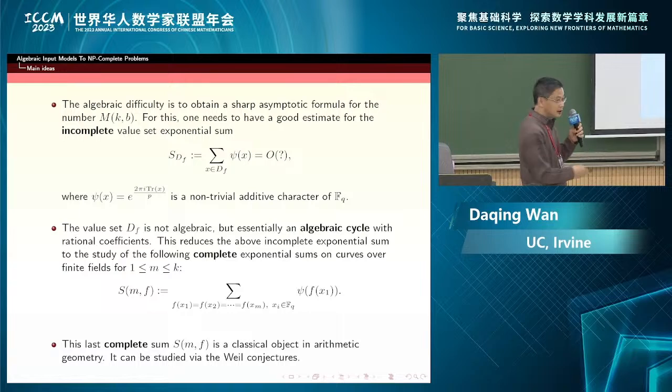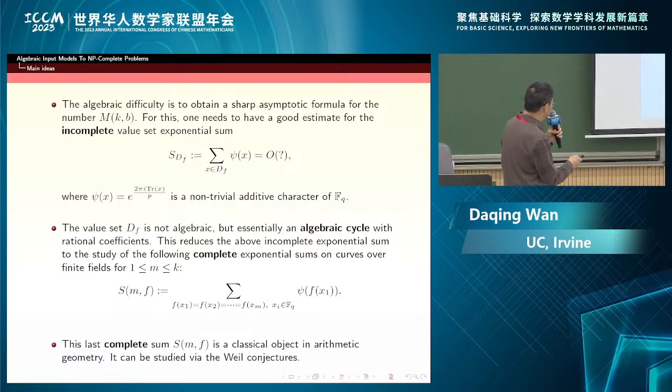But our subset is not an arbitrary subset. Our subset has some algebraic structure, because our subset is the image of a polynomial map. So this image set, even though it's not an algebraic variety, it's not the solution set of an algebraic variety, it's essentially algebraic. Naively, it looks like an algebraic cycle with rational coefficients, with positive and negative signs. It's several algebraic varieties: you take some multiple, you subtract. So it is called a virtual algebraic cycle.